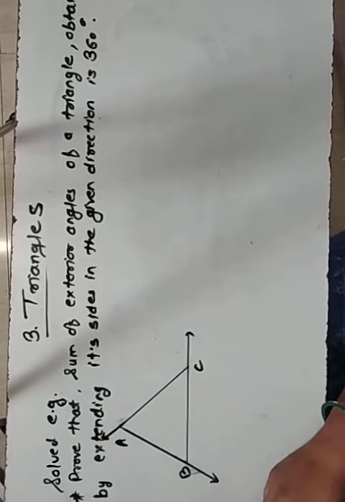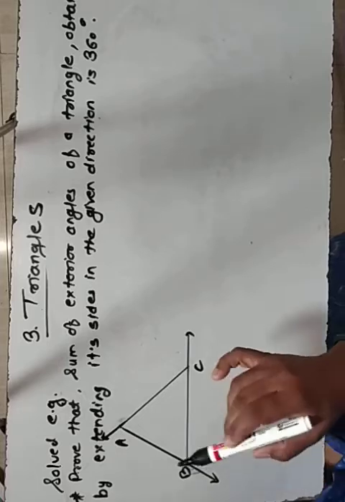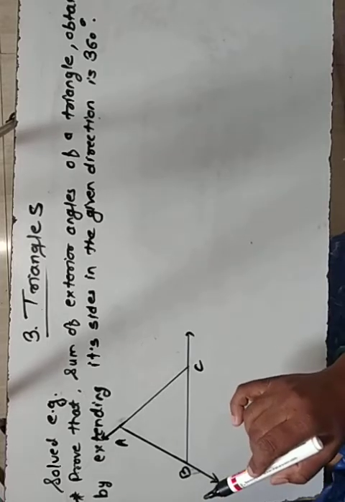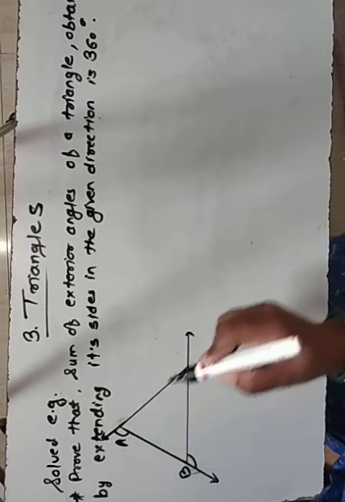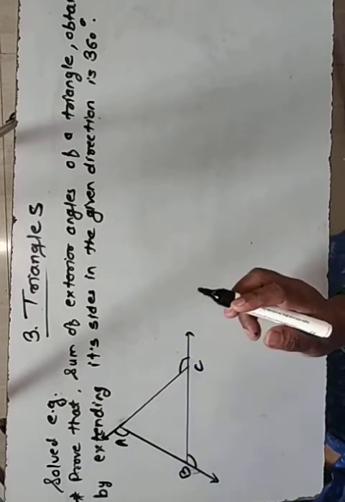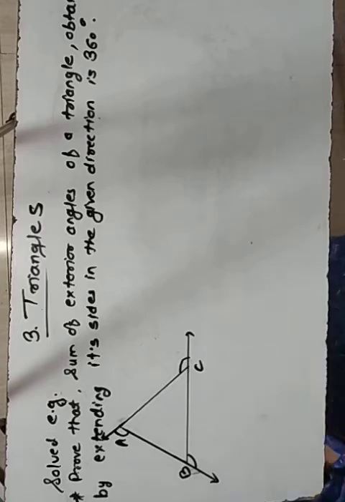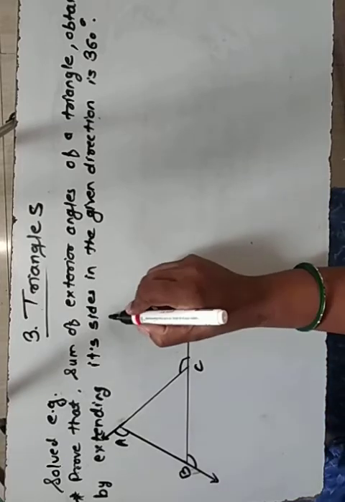So what I have to show is that all these exterior angles sum, this angle, this angle and this angle, sum to 360. That I have to show. So first of all, we can solve this example by two methods. The first method is that first we will write the given.